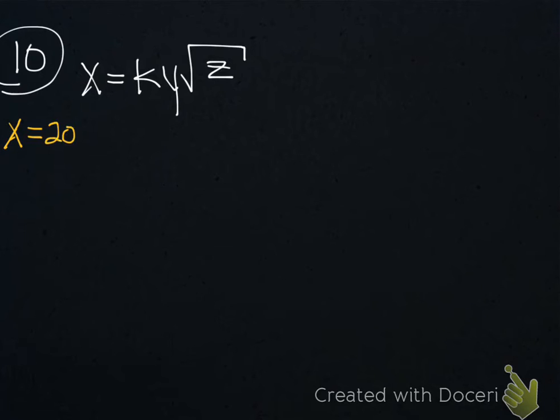Number 10. X varies jointly as y and the square root of z. So x equals k y square root of z. Alright, that's kind of crazy, but we can do it. Now the first set of criteria. X equals 20 when y is 5 and z is 9. We're going to use that to find our k in just a minute. Second set of criteria, we're going to find x when y is 6 and z is 25.